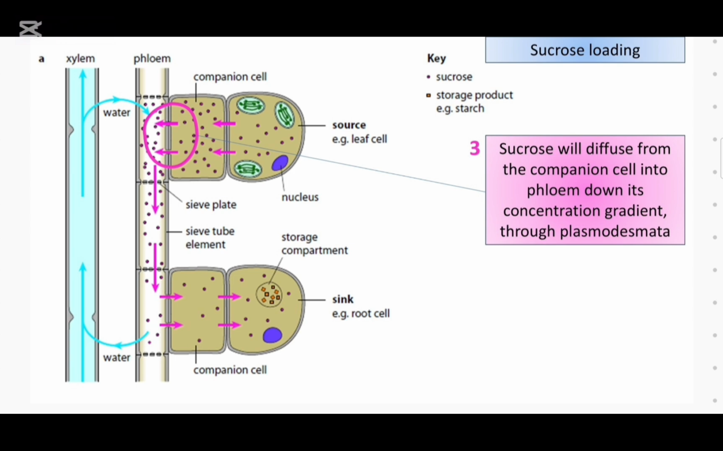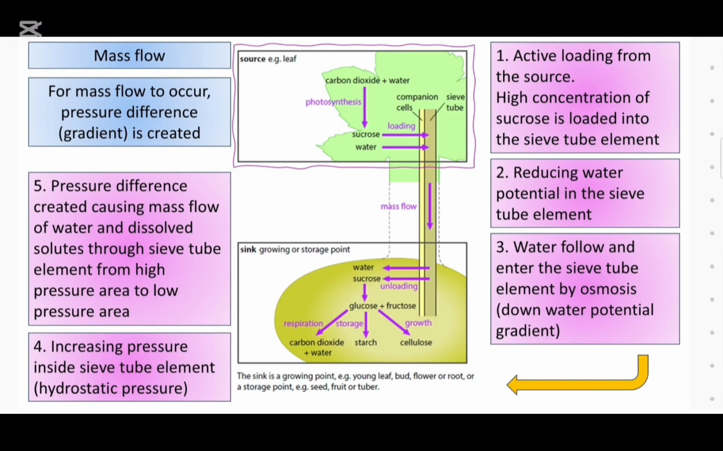And then of course the next bit is mass flow. So what happens during mass flow? To go through what happens during mass flow of sucrose, which is basically: what is it that is being transported in the phloem tube? It's a mixture of sucrose and water. I remember that one. That is what creates the phloem sap.